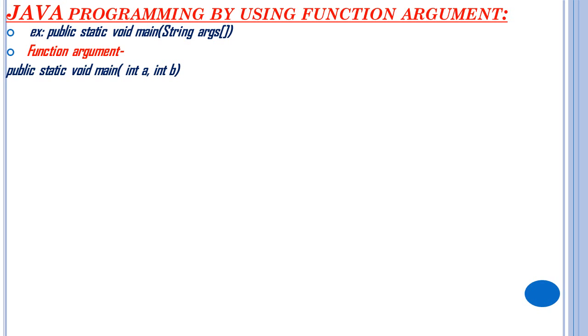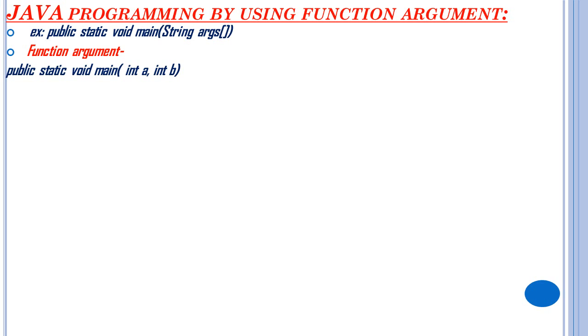See how to write the function argument. The only difference is in the main function. Public static void main, bracket open, inside the bracket int a, comma, int b. Why am I using the example of addition of two numbers? Two numbers means you need two variables to give values, right? That is one for a, one for b.